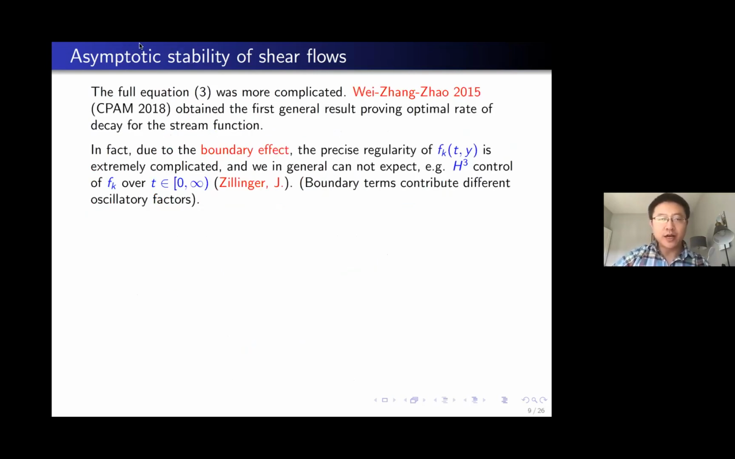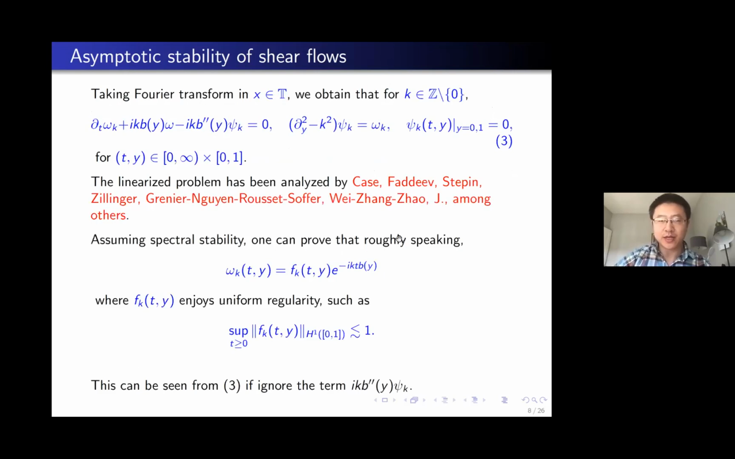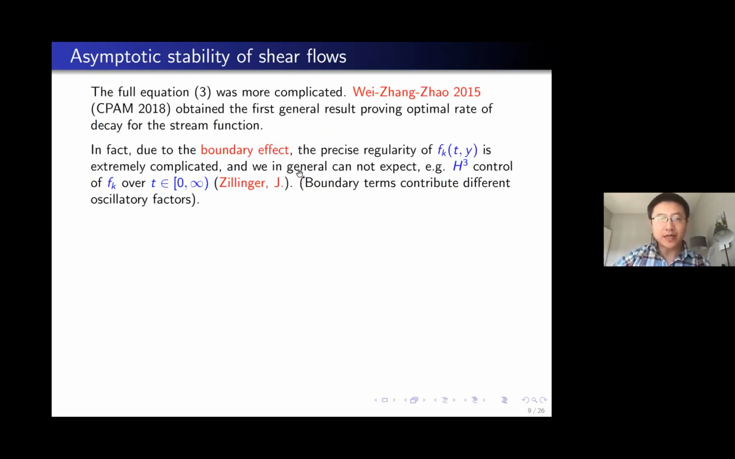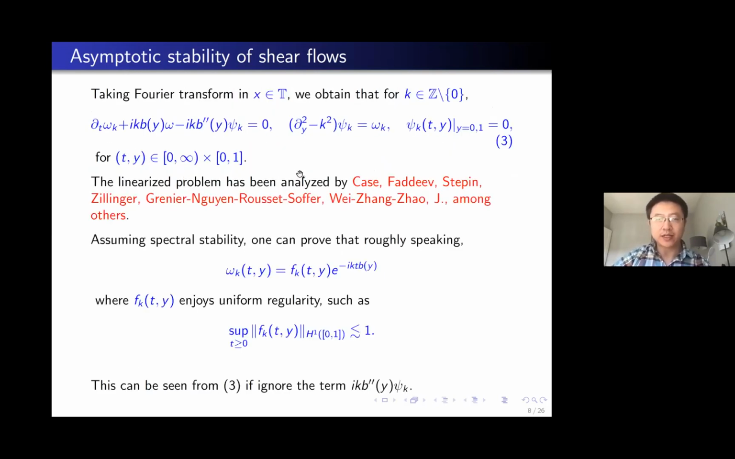Okay, turning on the non-local term, the full equation is actually more complicated. So there are many works, as we have seen, but maybe the most general result was first obtained by Wei, Zhang, and Zhao in 2015, who proved exactly this.